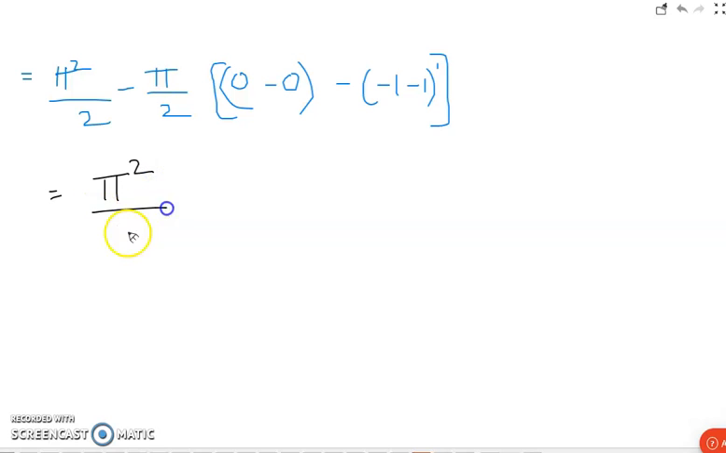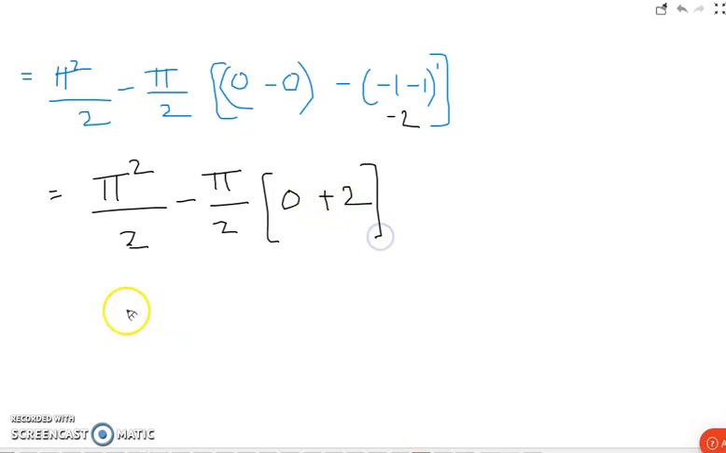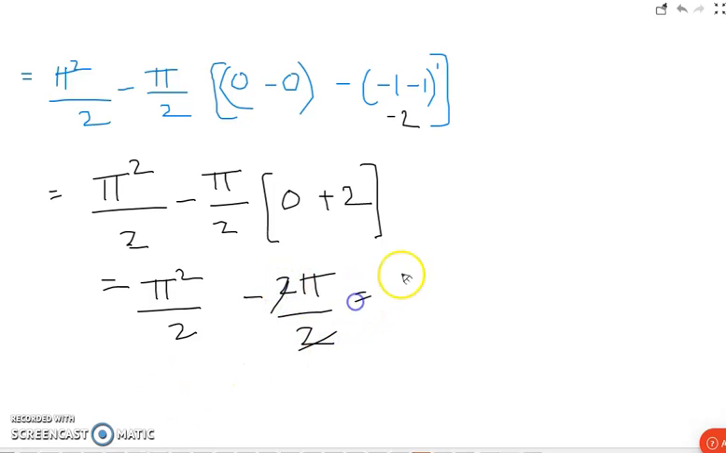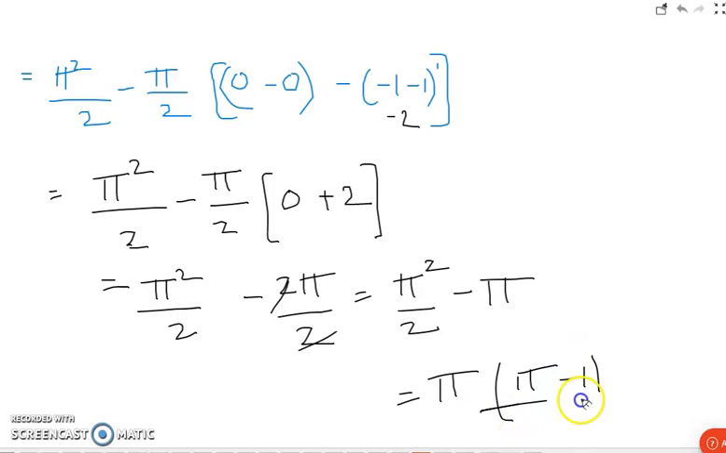Pi square by 2 minus pi by 2 times 0 minus minus 2, which is minus 2 into minus, plus 2. So pi square by 2 minus 2 pi by 2. The 2 cancels, and we get pi square by 2 minus pi. Taking pi common, pi times pi minus 1 by 2. This is the answer for the entire question.